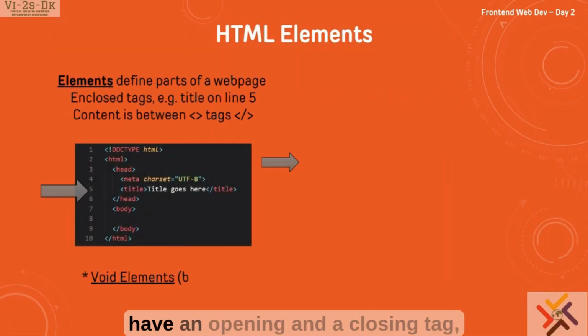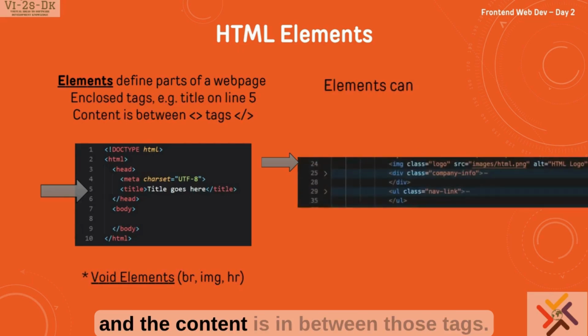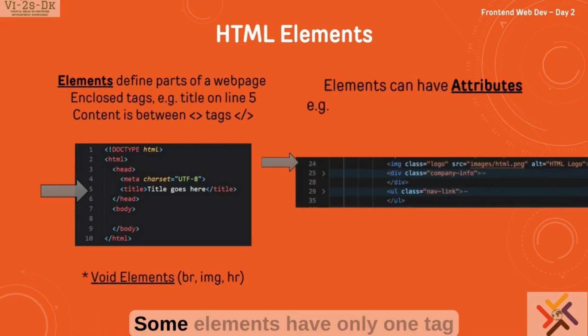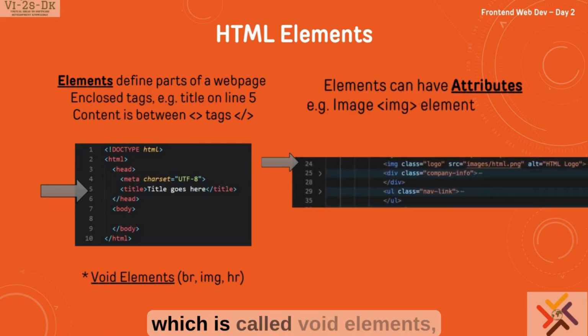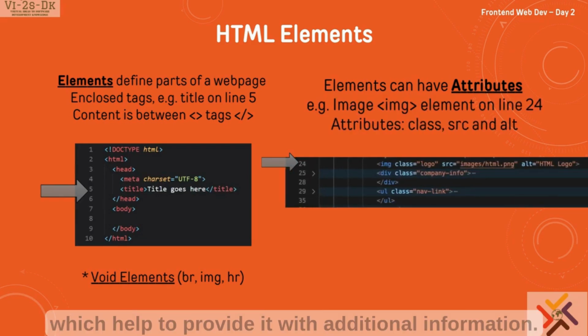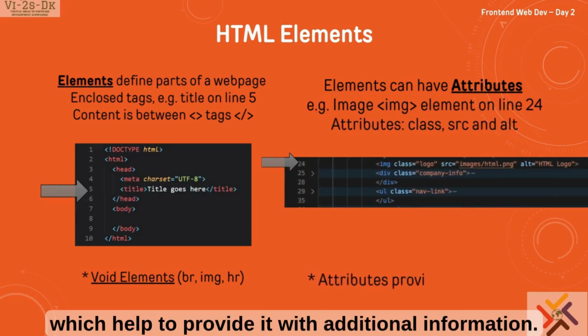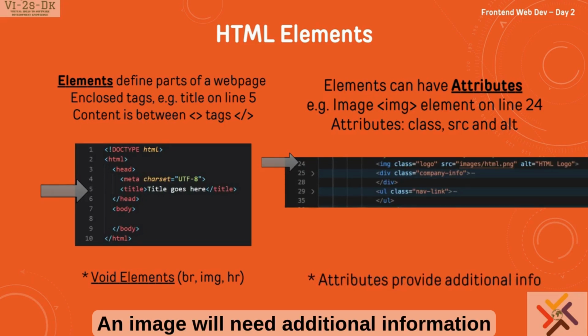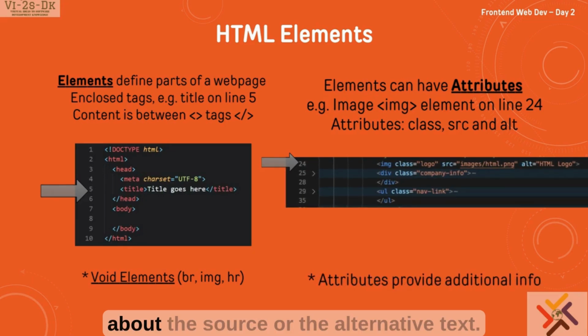The elements usually have an opening and a closing tag, and the content is in between those tags. Some elements have only one tag, which are called void elements. But we also have attributes within elements which help to provide additional information. Like an image will need additional information about the source or the alternative text.